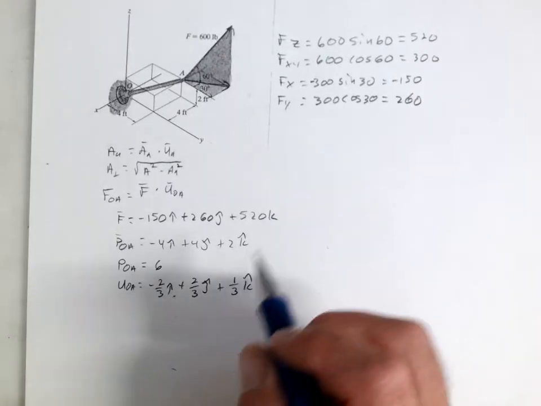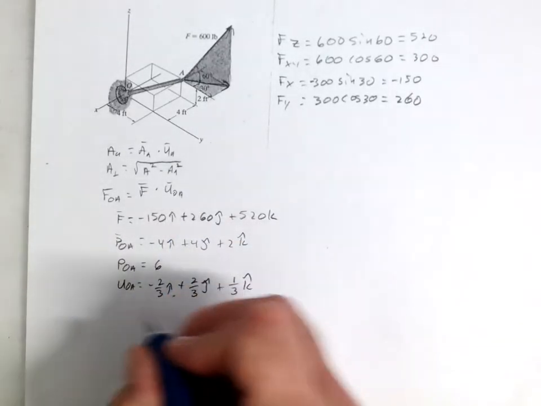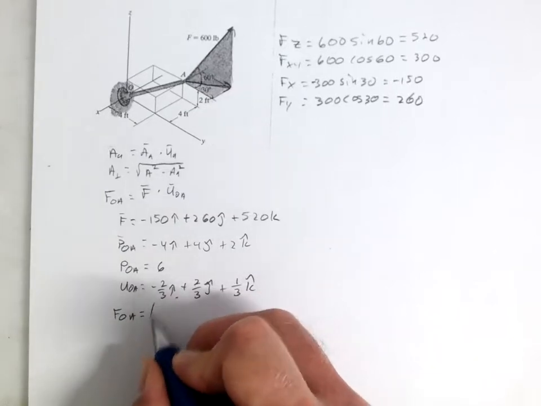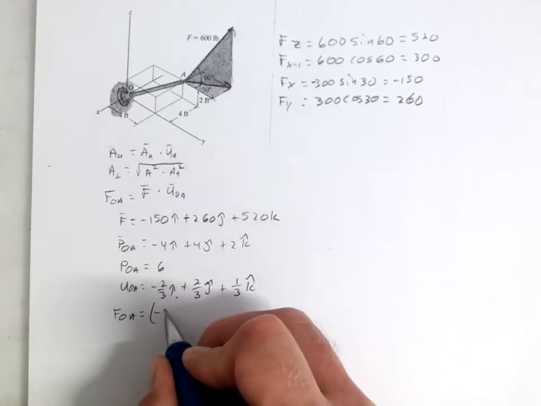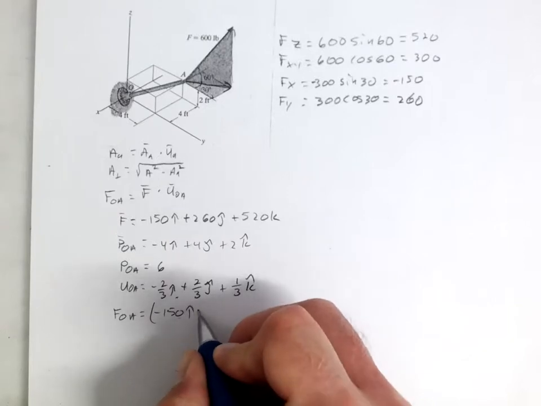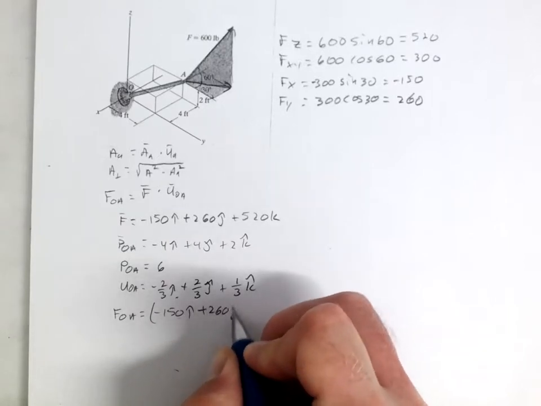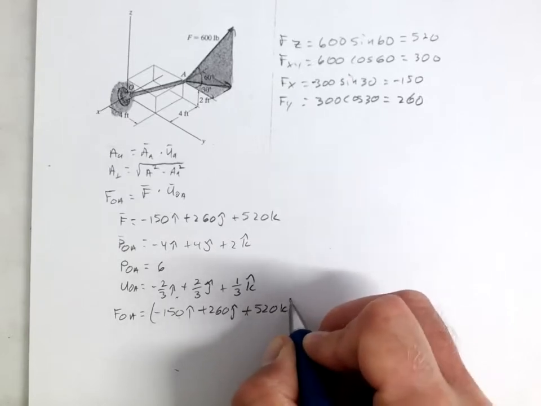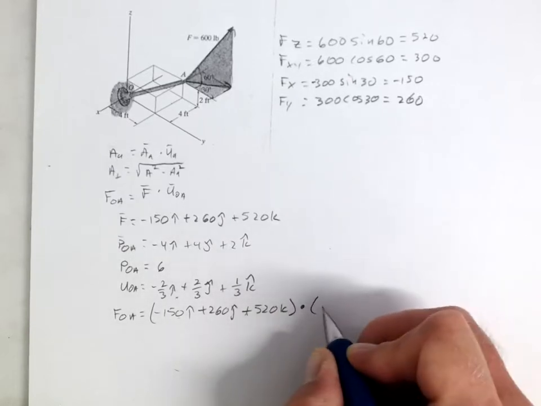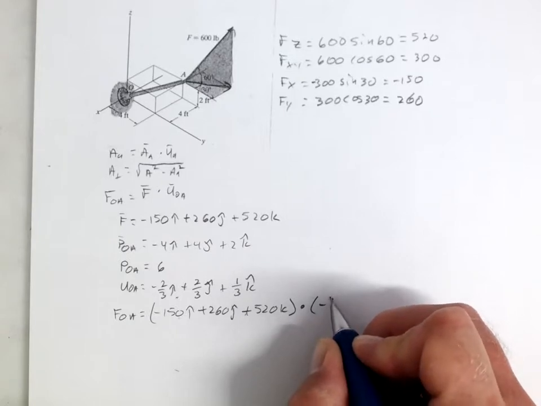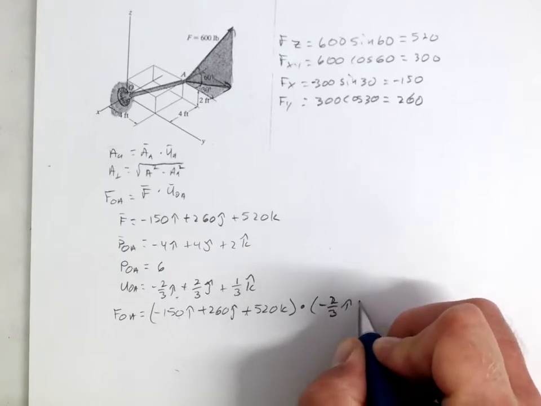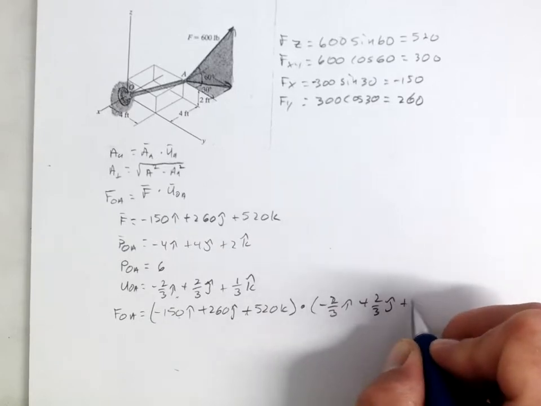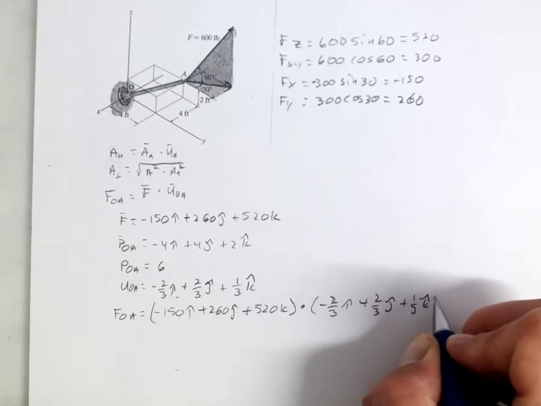So now we need to put those into here and dot them. So F_OA is equal to this vector, negative 150 in the i, plus 260 in the j, plus 520 in the k, dotted with negative 2/3 in the i, plus 2/3 in the j, plus 1/3 in the k.